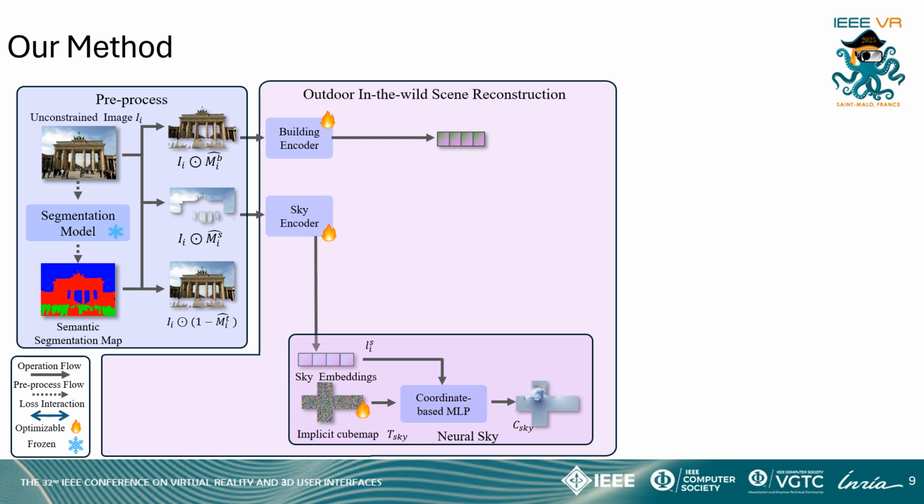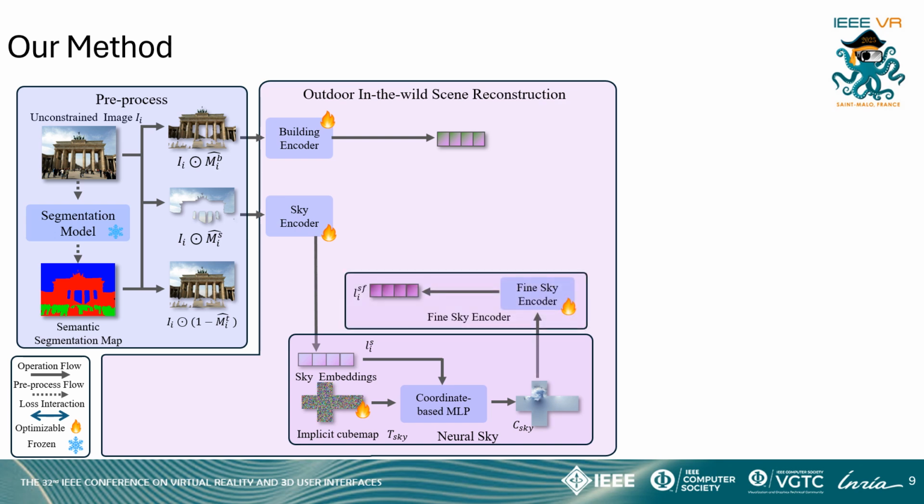To allow our method to model the scene's appearance from any given cube map, we employ a fine sky encoder to further extract sky features from the explicit sky cube map.